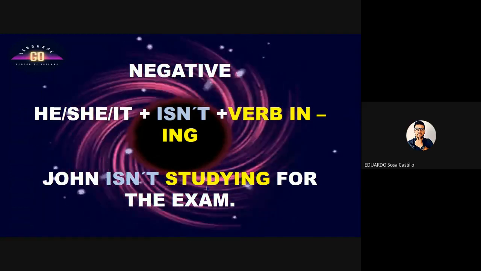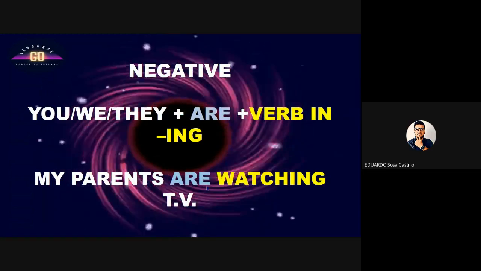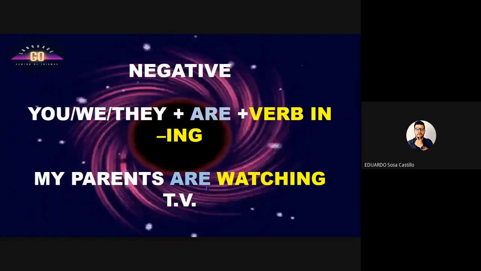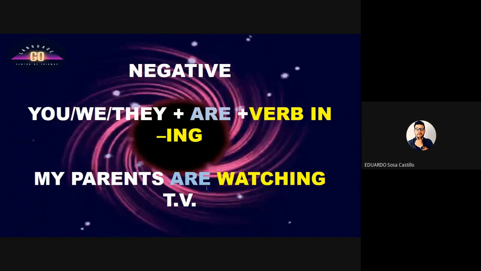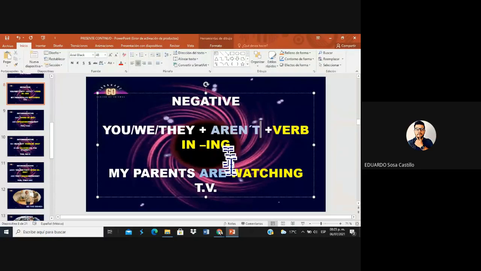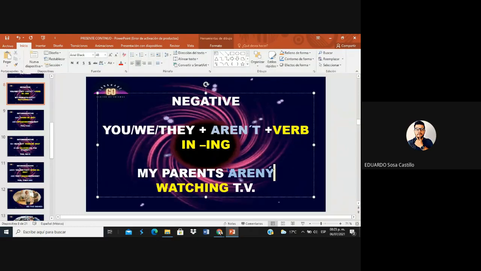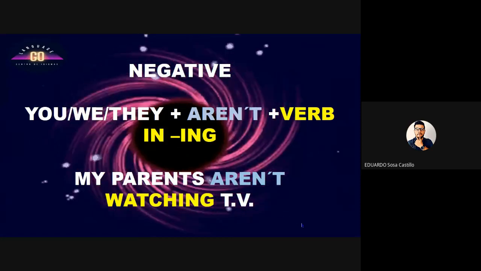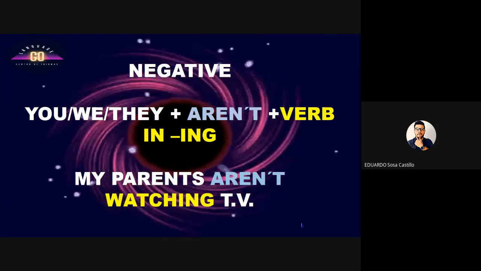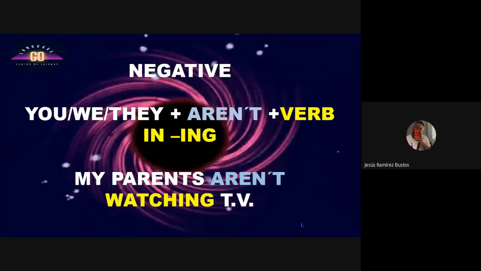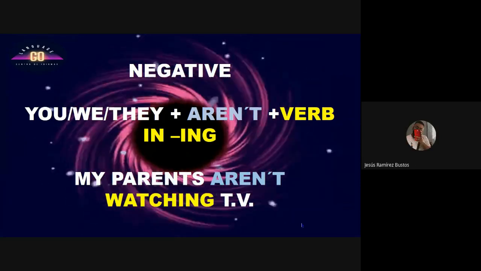And let's take a look at what happens with the other pronouns, everyone. You have you, we, and they. These are the pronouns that are missing. And as you remember, let's make some modification because it's not are, it's aren't. So instead of using are, we use aren't. And that's the way it has to be for the pronouns you, we, and they. We have aren't and the verb in ing. You help me with this example, Jesus? Come on. My parents aren't watching TV.